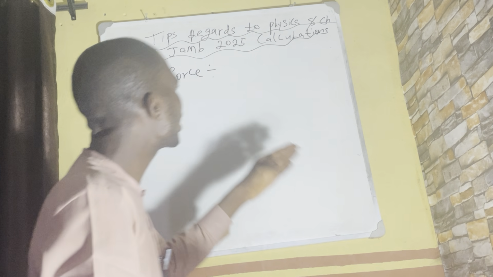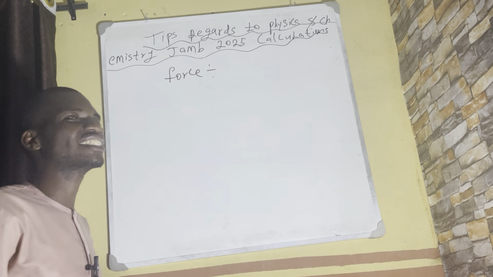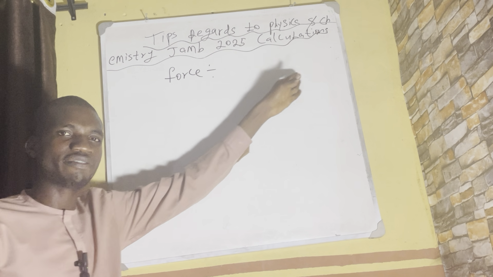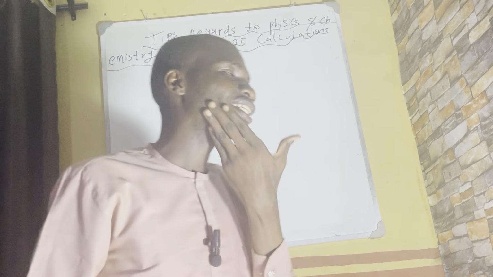Apart from when they give you variables and also attach distance. It means that you multiply the other variables and divide by distance. Are you hearing me? So that is what you need to know about force. Force means to multiply the other variables.